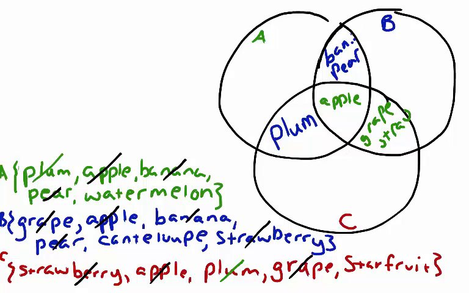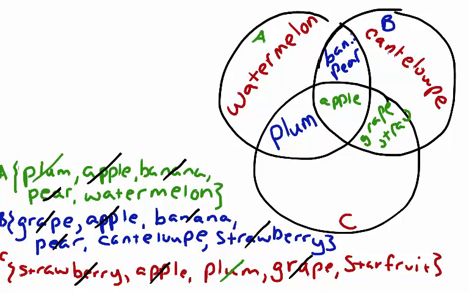And now all that's left over is to write in the elements that exist only in set A, only in set B, or only in set C. So if I look at set A, I have watermelon. Watermelon only exists in set A, so I write it out here. When I look at set B, I see that cantaloupe is an element that exists only in set B, so that goes here. And finally, in set C, it looks like starfruit is the extra element, existing only in set C, so I write that here.